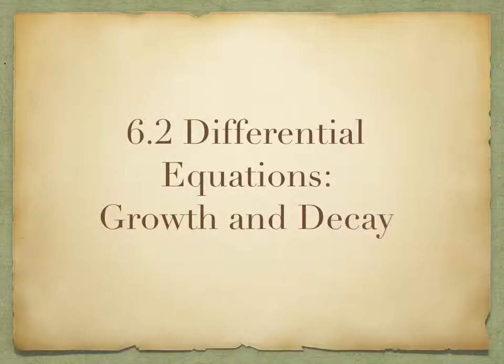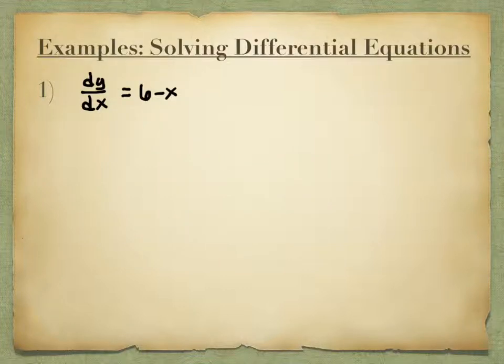All right, so today we're going to keep working with this idea of differential equations, and the first question is actually one that looks just like what you were working on in the last section. The first question says we've got dy dx equals 6 minus x. So a reminder, a refresher, how do we do this problem? What do we do?